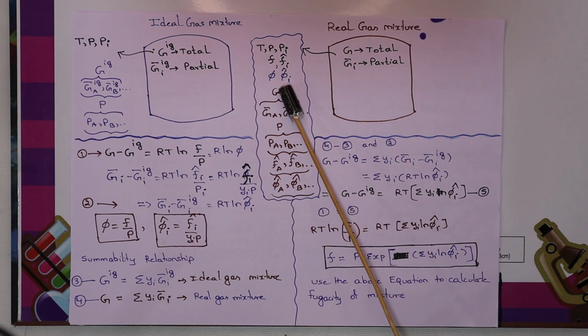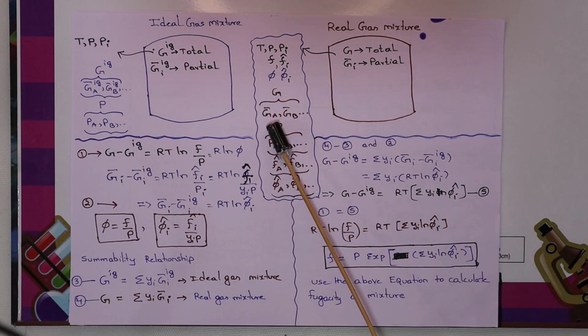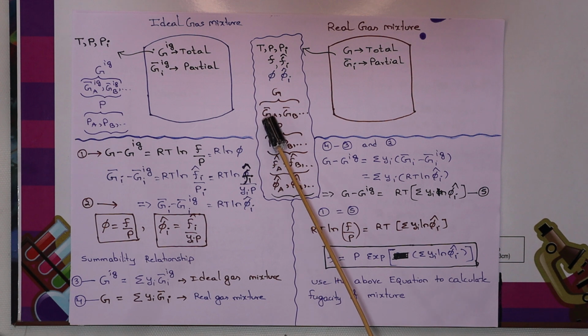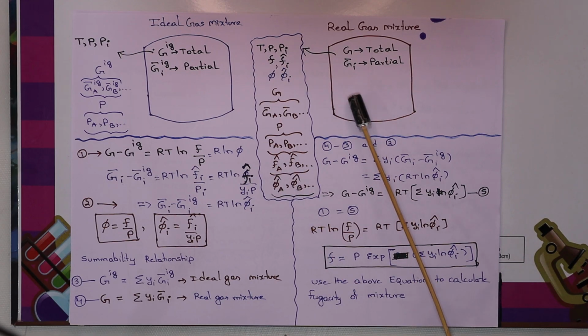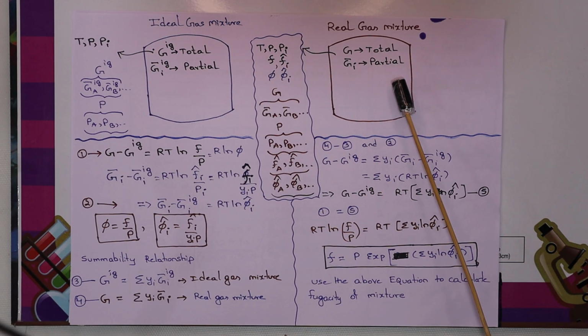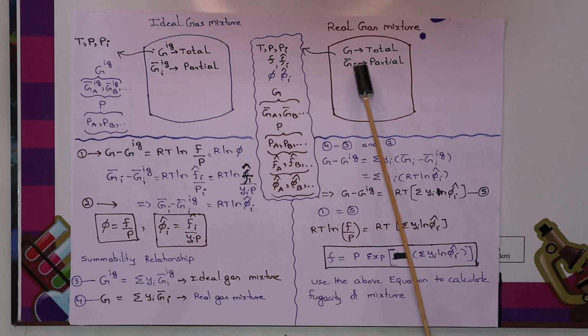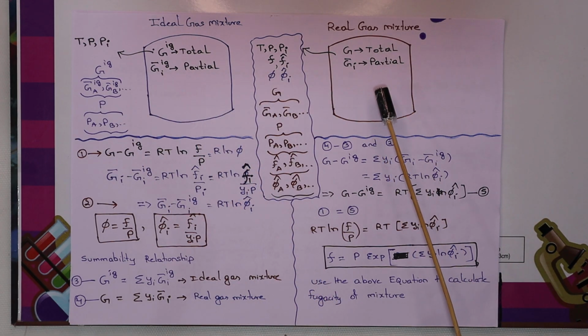Phi is the total fugacity coefficient of this mixture, phi i cap is the individual fugacity coefficient of the ith component in the mixture. G is the total Gibbs energy; for example, if A and B are present here, there will be two partial molar Gibbs energies, G bar A and G bar B, which contribute to the total Gibbs energy. P is the total pressure consisting of PA and PB. Phi A cap means the fugacity coefficient of A in this mixture, phi B cap is the fugacity coefficient of B in this mixture. You can see you always have to take the help of the ideal gas to evaluate the properties of the real gas.